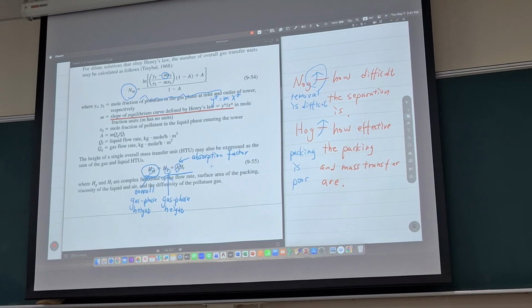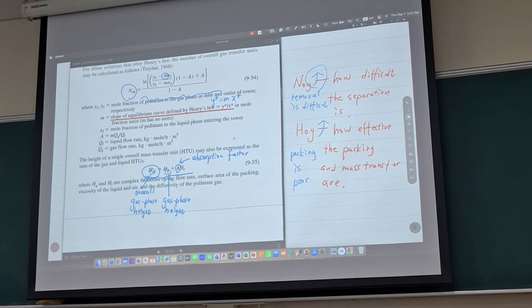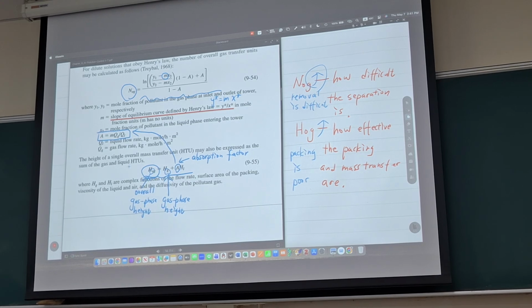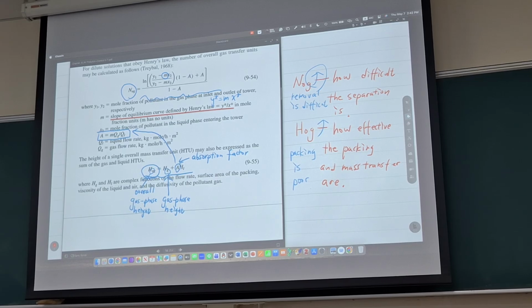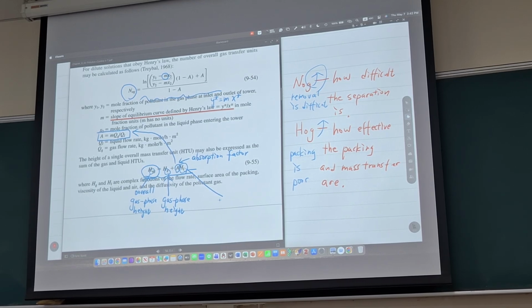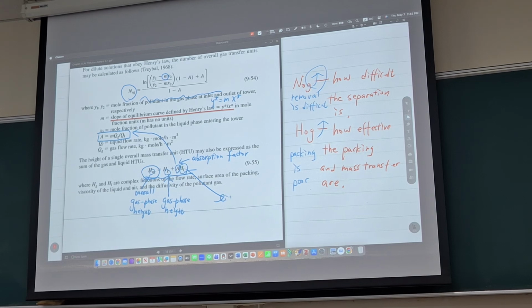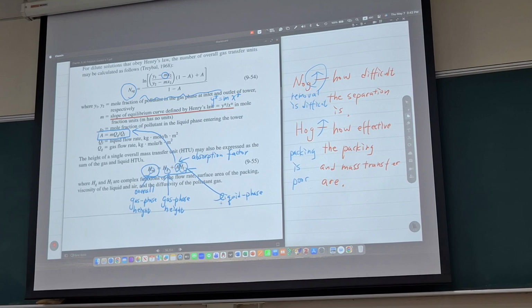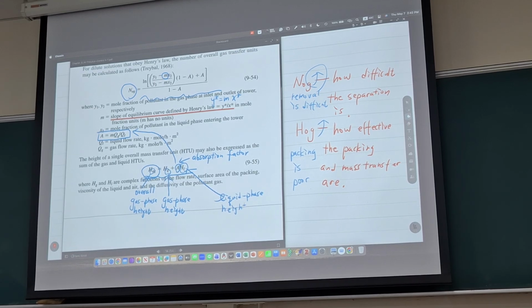A is absorption factor. Okay, A is absorption factor here. And H_L, L stands for liquid, so H_L is the liquid phase height. Okay?